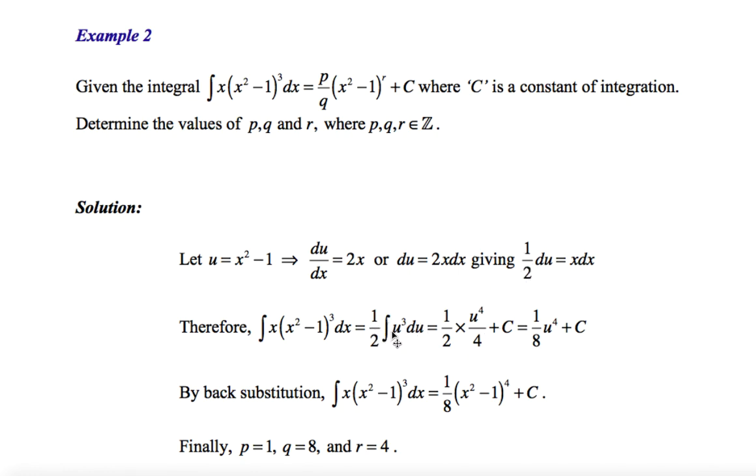I've already pulled the 1/2 through, so here we are with a rather simplistic problem now, an integral in terms of u, which of course is just traditional in terms of applying that straightforward algorithm. So you've got 1/8 of u to the 4th plus c, back substitute, so the net result of this integral as requested up here looks like it's going to be 1/8 of this binomial raised to the 4th power, and so hence we have p is equal to 1, q is equal to 8, and r is equal to 4. Pretty straightforward stuff.